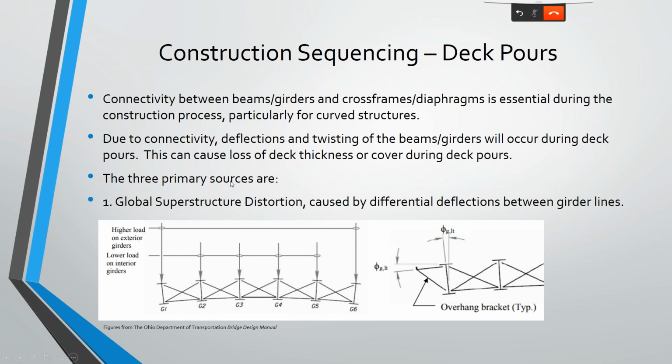So there's three primary sources. These are all taken from the ODOT Bridge Design Manual. First, global superstructure distortion. This is your differential deflection between beams, so the deflection of an exterior may be different from that of the interior. Because you have a differential deflection, there's a rotation inherent in that because you have the cross frames holding it up.